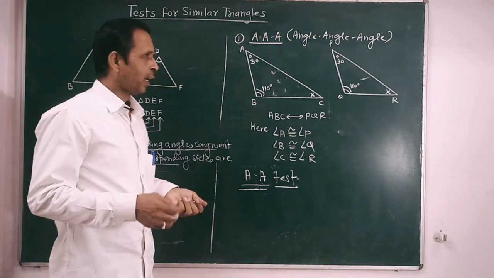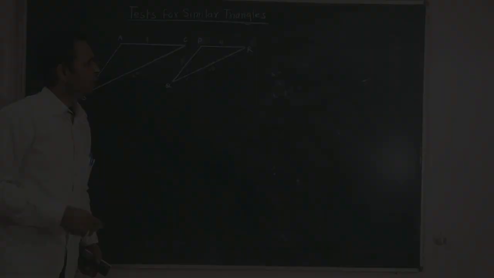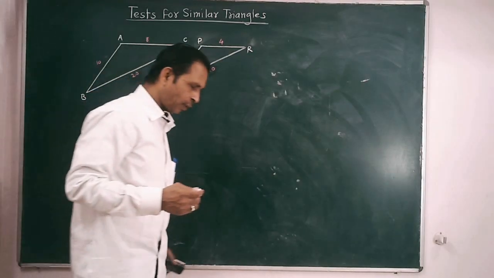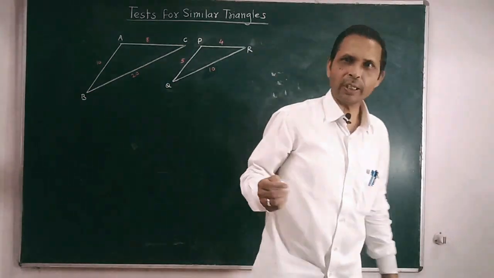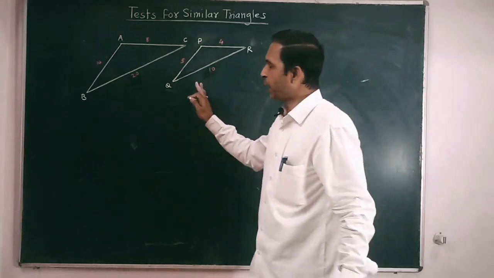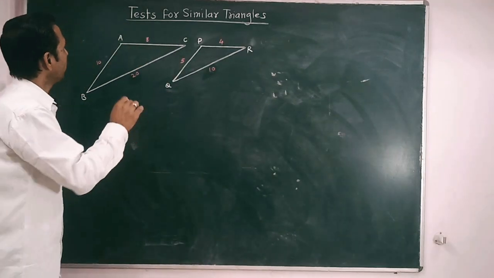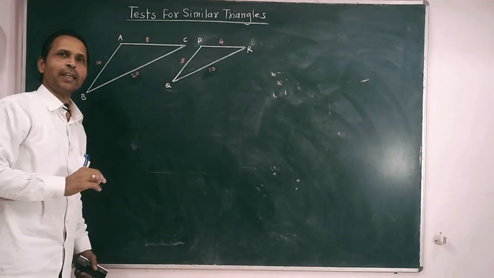Now let us learn the second test for similarity. Look at these figures. We have to show that these two triangles are similar. But in these two triangles, we are not given that any one of the corresponding angles is congruent.